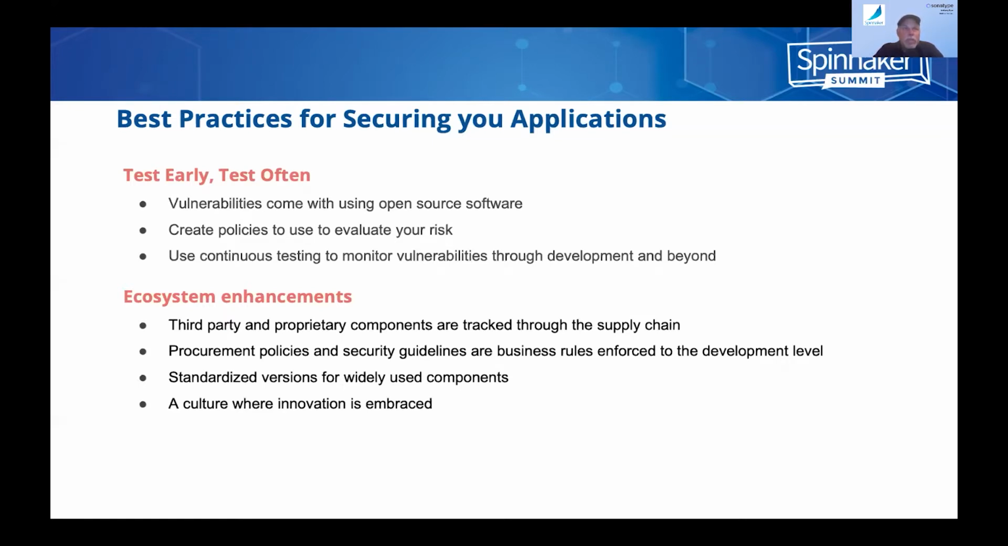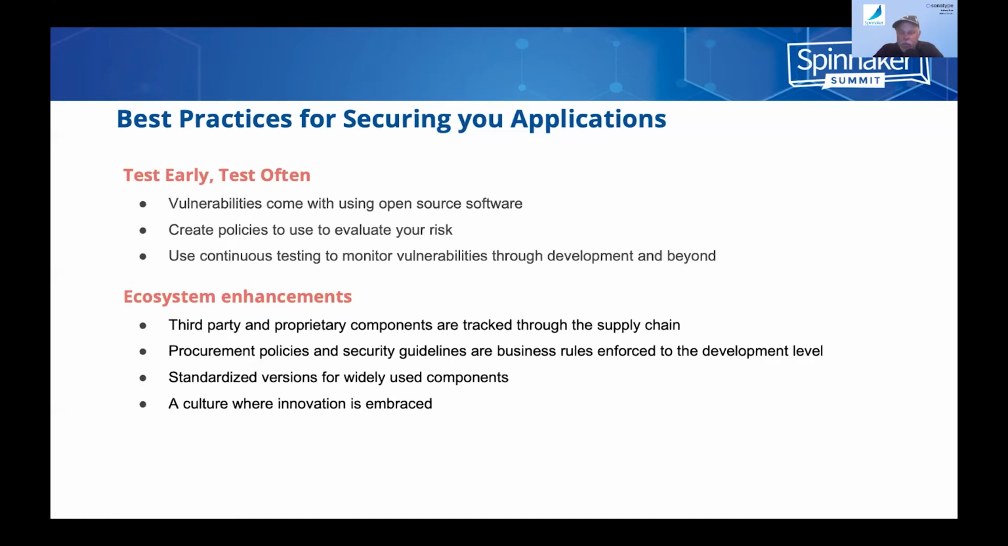And then using continuous testing to monitor the vulnerabilities throughout development and beyond. As I was showing earlier, testing within the build process, testing within deployment, using testing for developers to be able to understand what open source components they're using, the vulnerabilities that are there. Use continuous testing as an automation method to ensure that you don't have any vulnerabilities included.